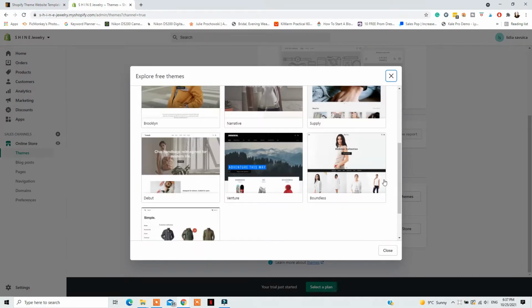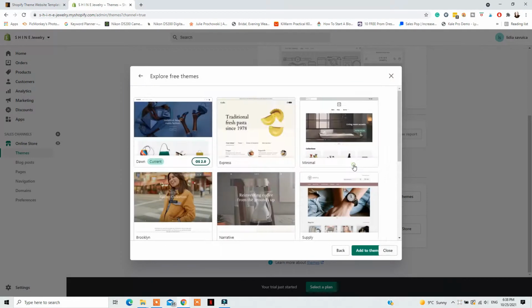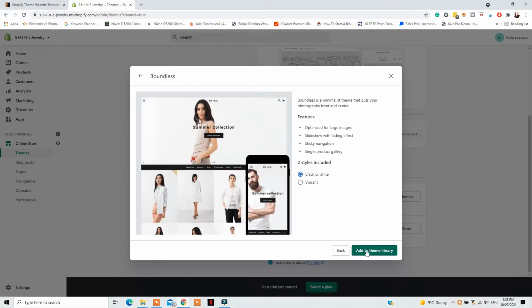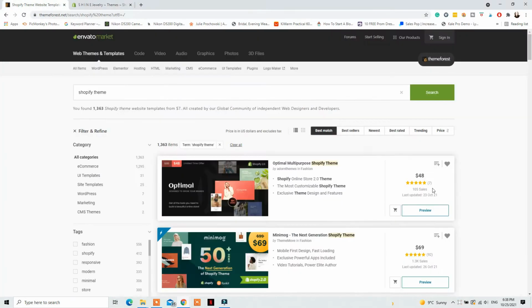You can choose free or paid themes, but my favorite ones are listed down below. Free ones or paid ones for Shopify that will work really well for different types of businesses. So picking the right theme for your Shopify store is a really make it or break it thing for your store.